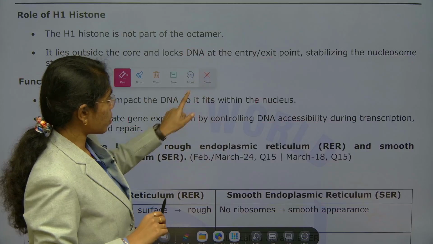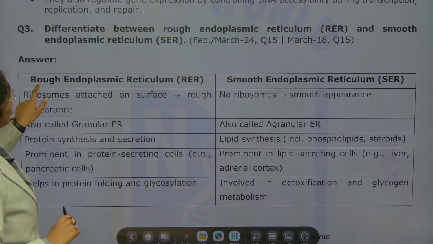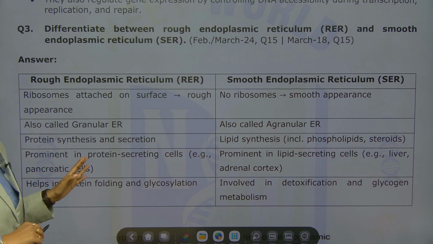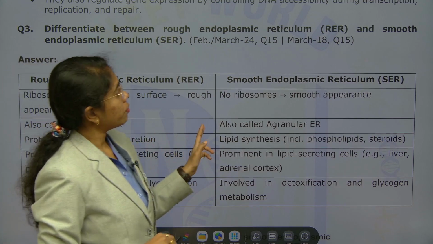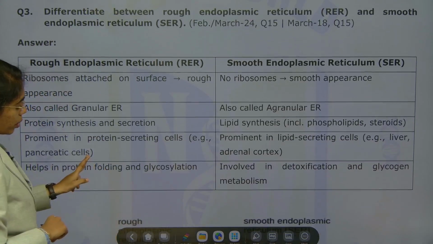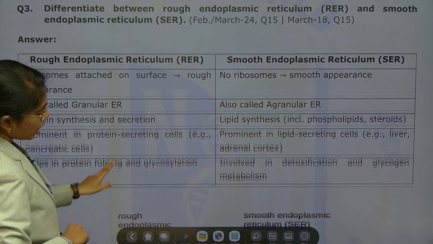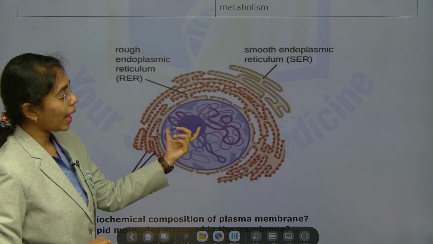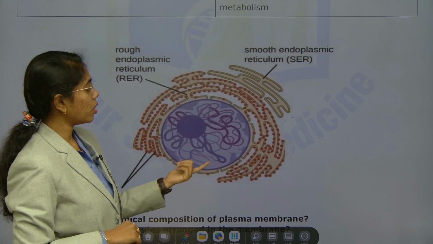Now, next question. Differentiate between rough endoplasmic reticulum and smooth endoplasmic reticulum. Very important question, quite often asked, in 2024 and 2018. Look into it carefully. First, here also I recommend drawing a diagram. How will you elaborate the diagram of the endoplasmic reticulum?